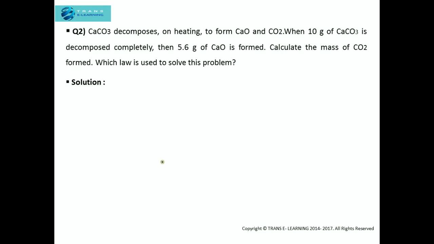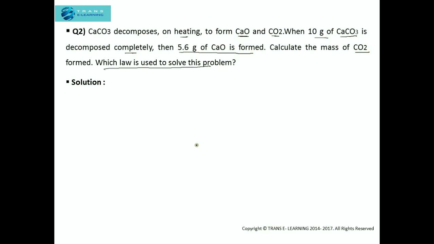Next question. Calcium carbonate decomposes on heating to form calcium oxide and carbon dioxide. When 10 grams of calcium carbonate is decomposed completely, then 5.6 grams of calcium oxide is formed. Calculate the mass of carbon dioxide formed. Which law is used to solve this problem?